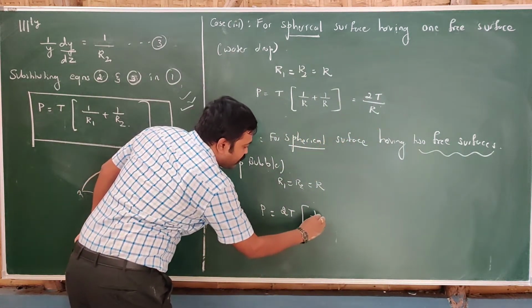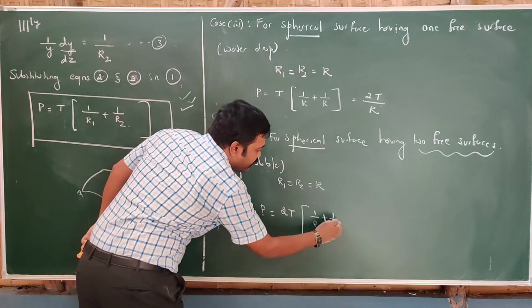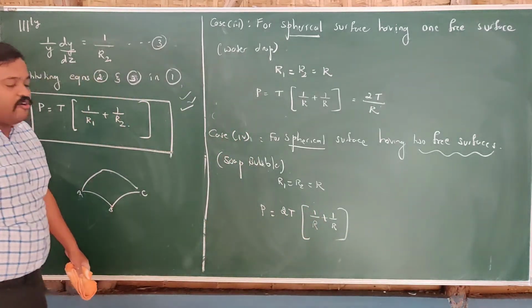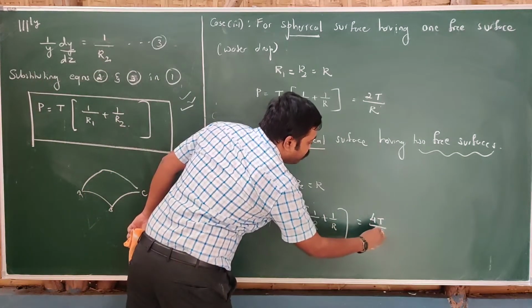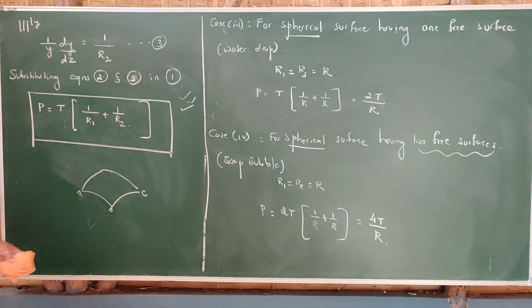2T, 1 divided by R1 plus 1 divided by R2. So 1 by R plus 1 by R, so this is 2 by R. So how much do we get now here? 4T divided by R. Do you remember?